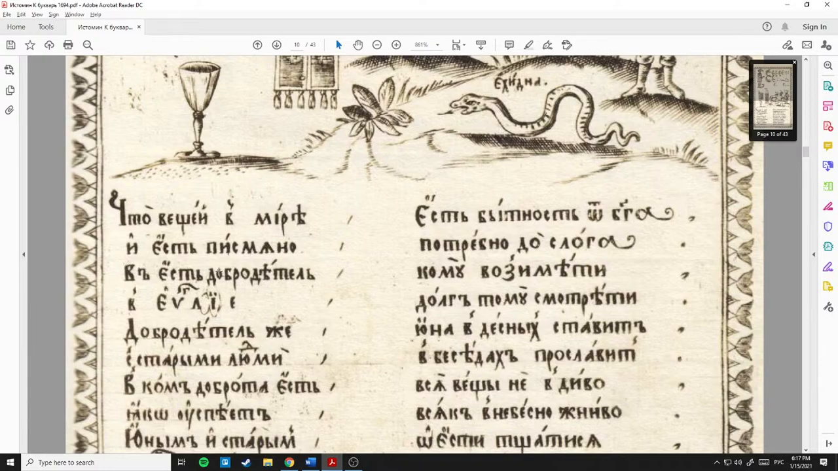So, в есть добродетель. So, in is virtue. So, virtue is in this. Кому возьмете? So, whom, to whom, dative case, возьмете, who makes it or produces it. So, virtue to the is part or to the person who creates it, I think. В Евангелие, so in the Gospels, долг тому смотрете. So this is долг. Долг is like something that you have to do. Тому, to dative, смотрете, to look. So you have to look into the Gospels, I think. You have to observe. No, it's your duty, долг, duty, right? It's your duty to observe and to look at the Gospels, to read them.